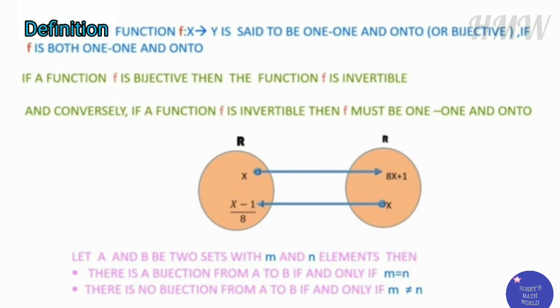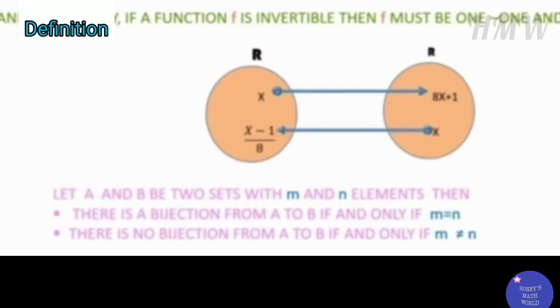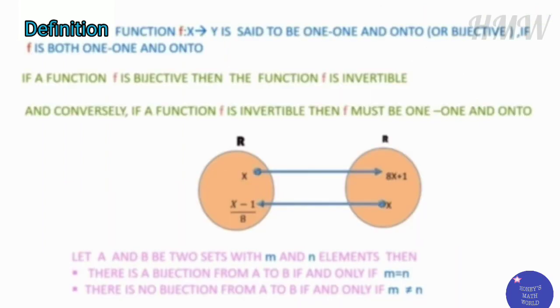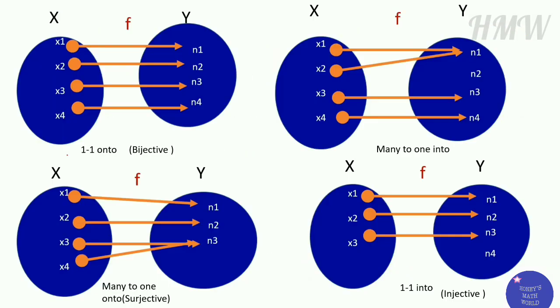Two important results: if A and B are two sets with m and n elements, there is a bijection from A to B if and only if m is equal to n. There is no bijection from A to B if and only if m is not equal to n. Now have a look at these examples. First one is 1-to-1 and onto, because distinct elements have distinct images and codomain is equal to the range.